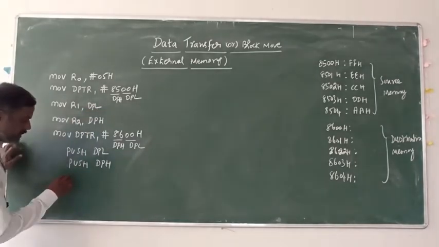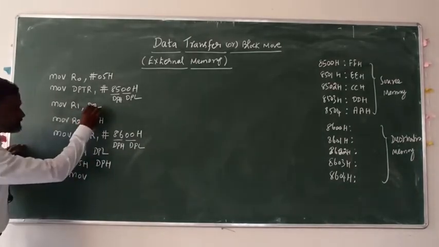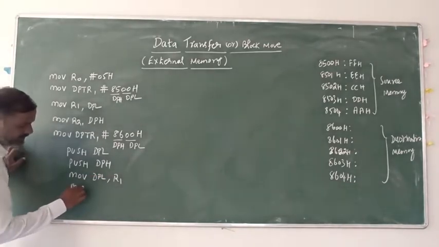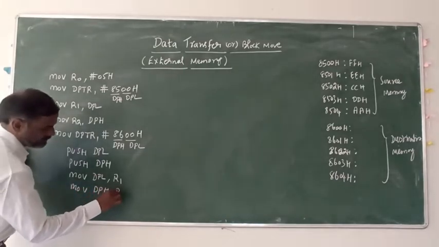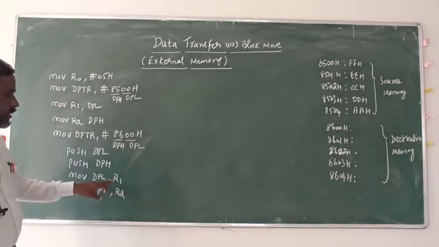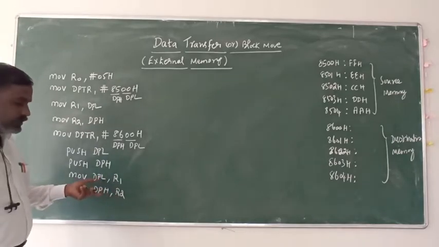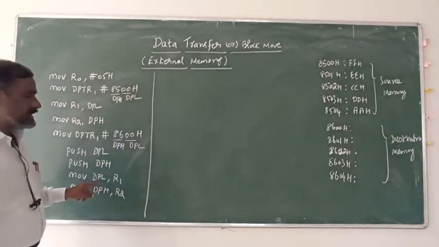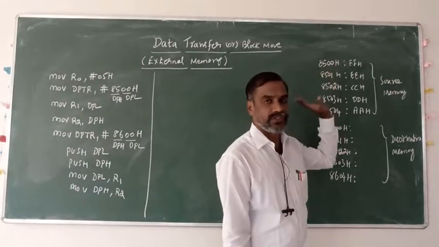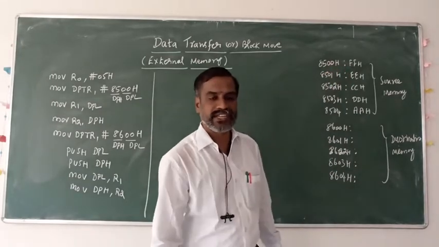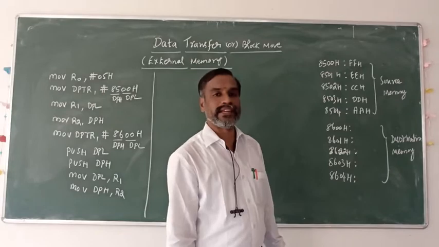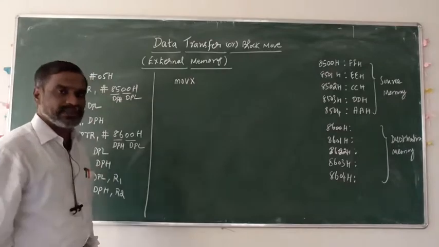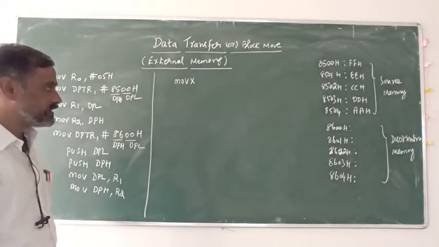data pointer. For that we can use MOV DPL, R1 and MOV DPH, R2. Now the R1 and R2 address is moved to DPL and DPH. Okay. Now the data pointer address is 8500. Now the data at this external memory address location is to be moved to the accumulator. For that we can use MOVX. MOVX means external memory address location data.